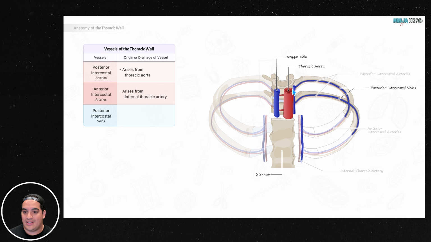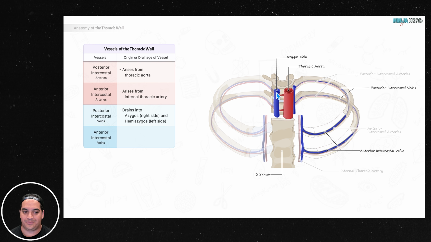Now, the veins, same concept. The posterior intercostal veins, they empty into the what? They technically empty into the hemiazygous vein on this left side of the hemithorax, whereas the right posterior intercostal veins will empty into the azygous vein. So that's really important to remember. Then they empty into the superior vena cava.